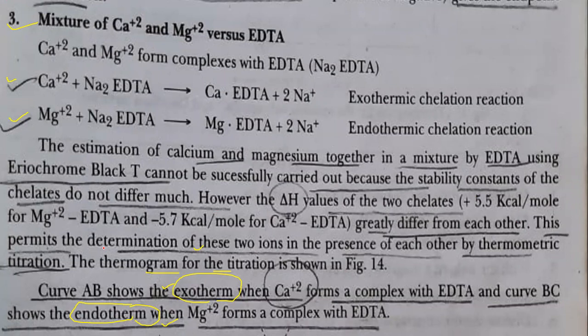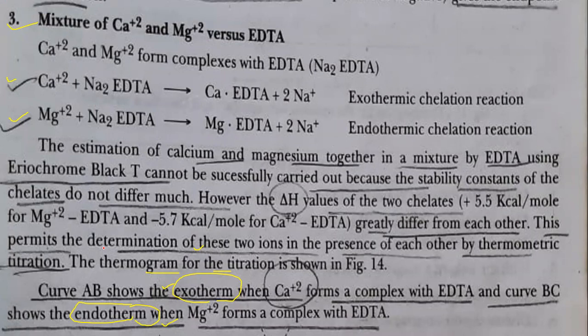So here the titration is a complexometric titration. The combination of calcium with EDTA is an exothermic reaction, and the combination of Mg2+ with EDTA is an endothermic reaction. So estimation of calcium and magnesium together in the mixture by EDTA using Eriochrome Black T cannot be successfully carried out because the stability constants of the chelates do not differ much.